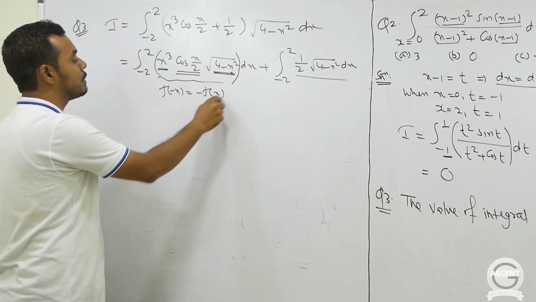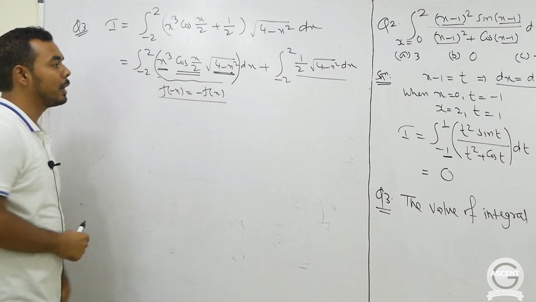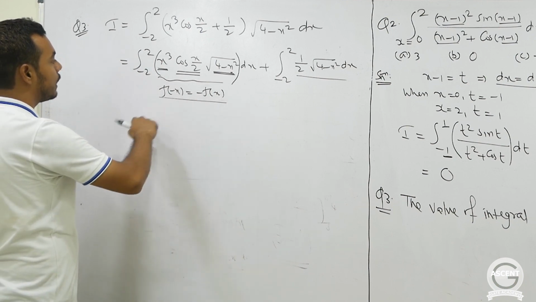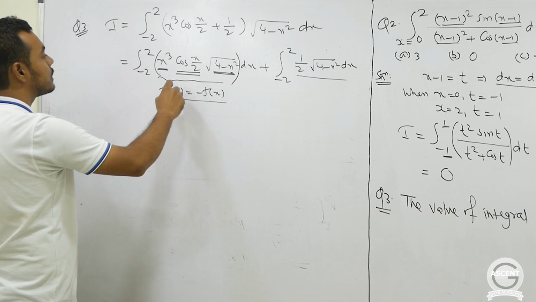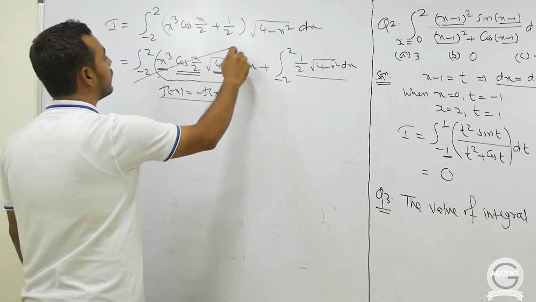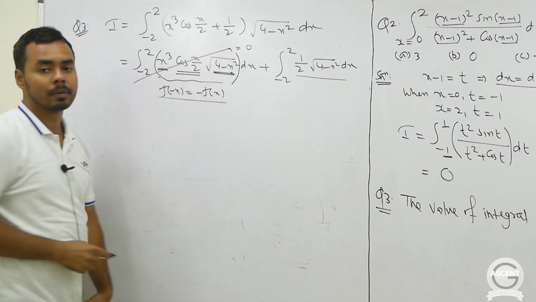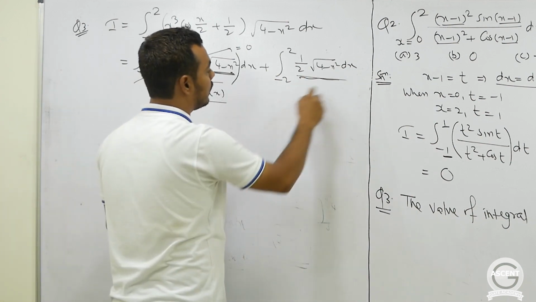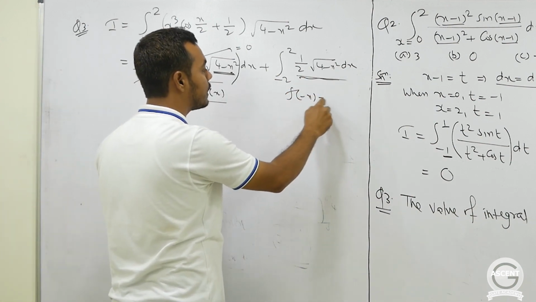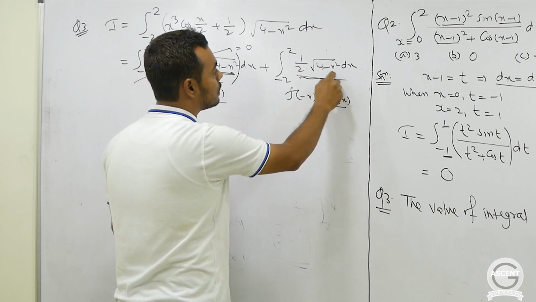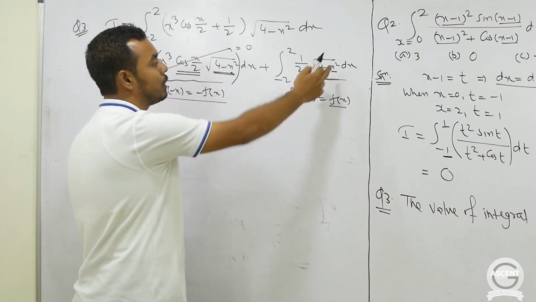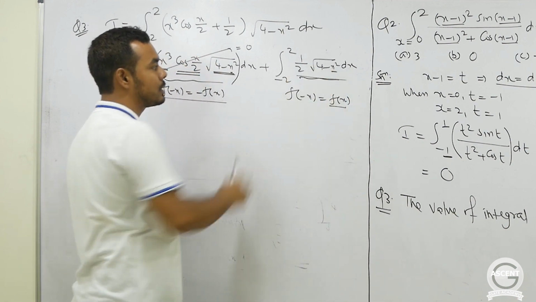For this particular function you can verify this on your own: f of minus x will be minus f of x. Since f of minus x is minus f of x and the limit is from minus a to plus a, this integral will become 0. For the second one, if you see carefully, f of minus x is the same as f of x because you have x square here. If you replace x by minus x, you will get the same function.